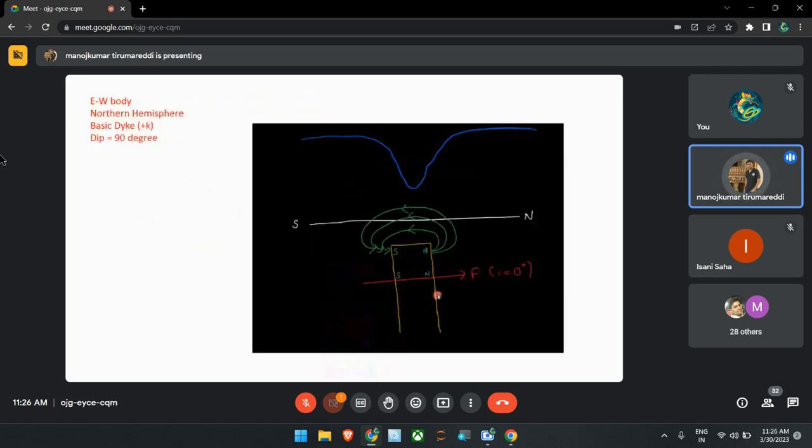See, this is the same figure. Because of this direction of F, we will get south and north poles like this. So we will get a negative anomaly over the positive susceptibility contrast body.